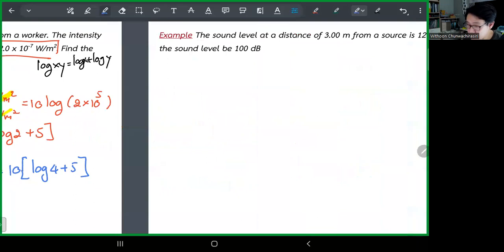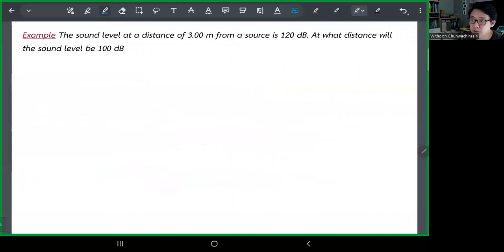All right, try the last one of the day, guys. This one is pretty easy to do because it's just like what we did in thermodynamics. It's a comparison again. The sound level at a distance of 3 meters from a source is 120 decibels. At what distance will the sound level be 100 decibels? Which makes perfect sense, that you're going to have to run away from it, right? Because maybe it's too loud already. 120 decibels is going to numb your ears. So you want to walk away from 3 meters, but to where? What is going to be your new distance?